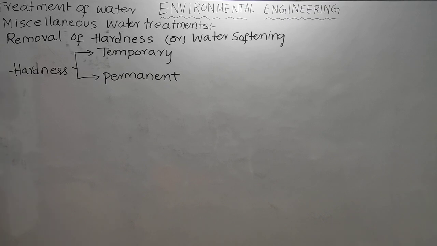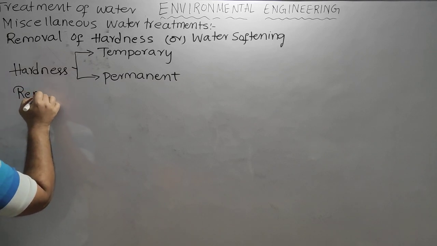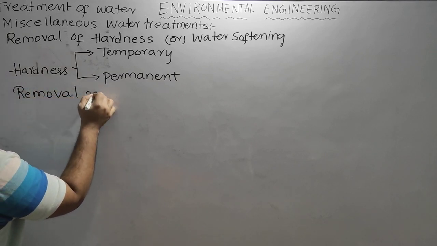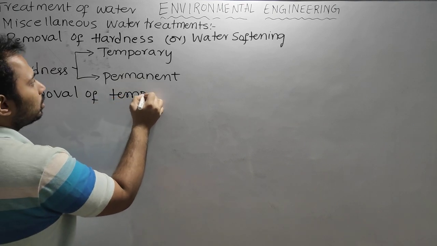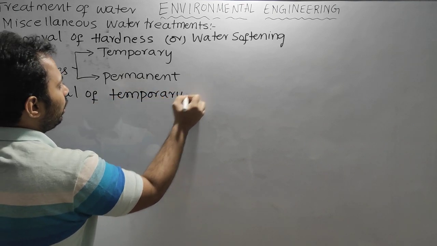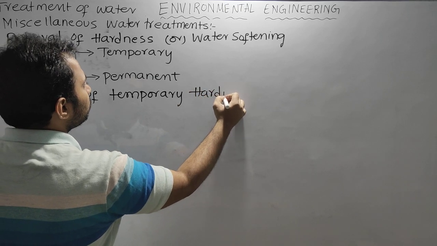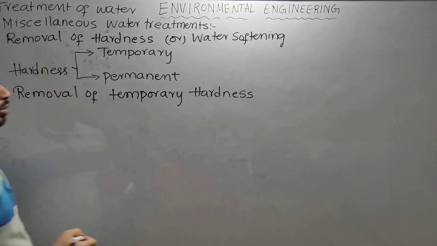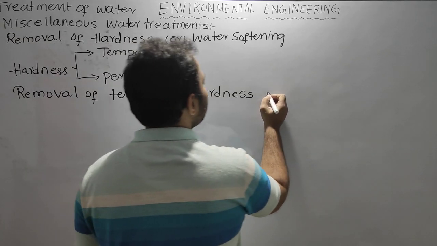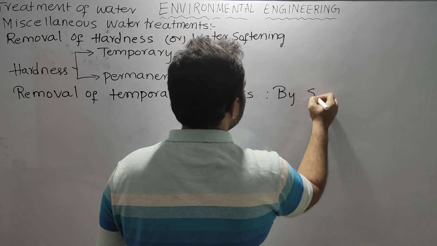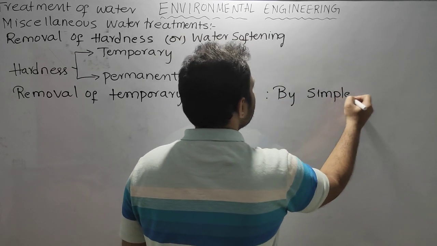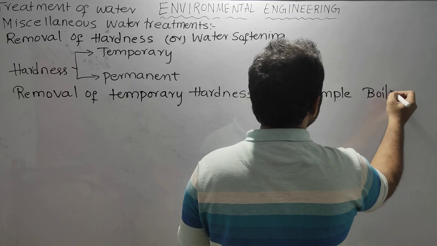So first let us see how to remove temporary hardness. Removal of temporary hardness. So temporary hardness is caused due to carbonates and bicarbonates of calcium and magnesium. Okay. So this removal can be done by simple boiling. By simple boiling we can do this.